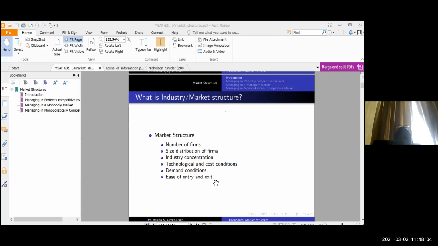So you need to analyze the market for yourself. I'm starting my business. I'm asking these questions: number of firms, size distribution, industry concentration, cost conditions and technological conditions, demand conditions. How easy is it for me to start this business? In the event that it doesn't work, how easy is it for me to exit?